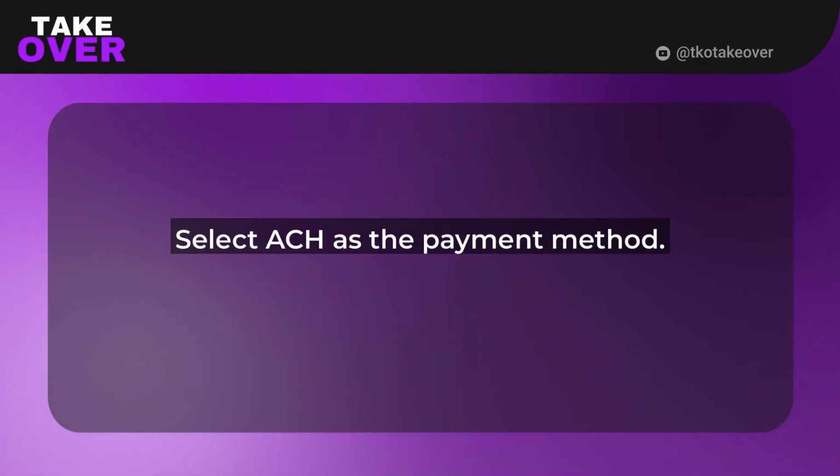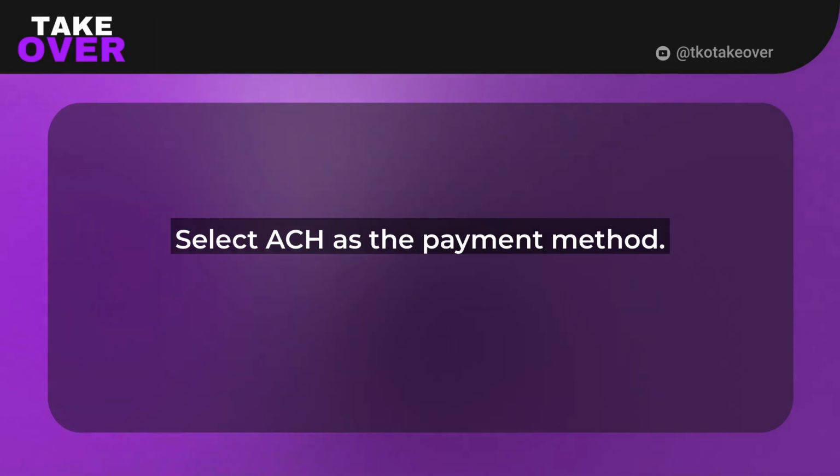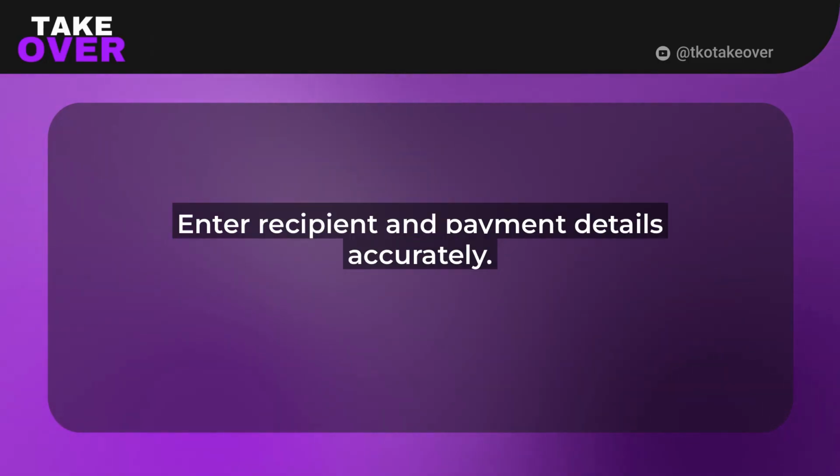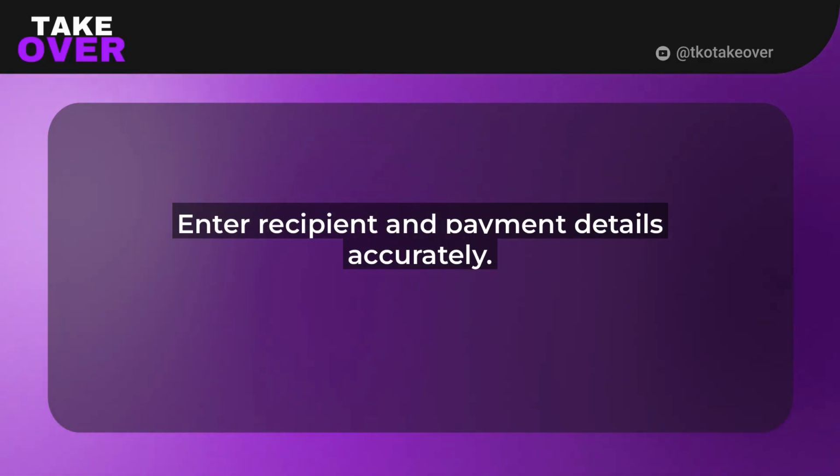Next, go to Add Payment and choose ACH from the payment method options. QuickBooks might prompt you to verify your bank details, so double-check that everything is up to date to avoid any hiccups. Now, enter the payment details. Include the recipient's name, account number, routing number, and the amount. Don't forget to add a memo or reference for your records. It's a game changer for tracking.